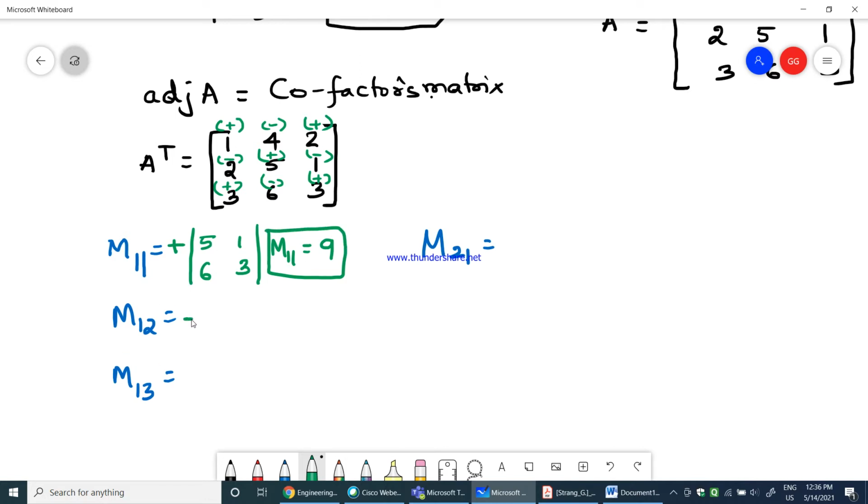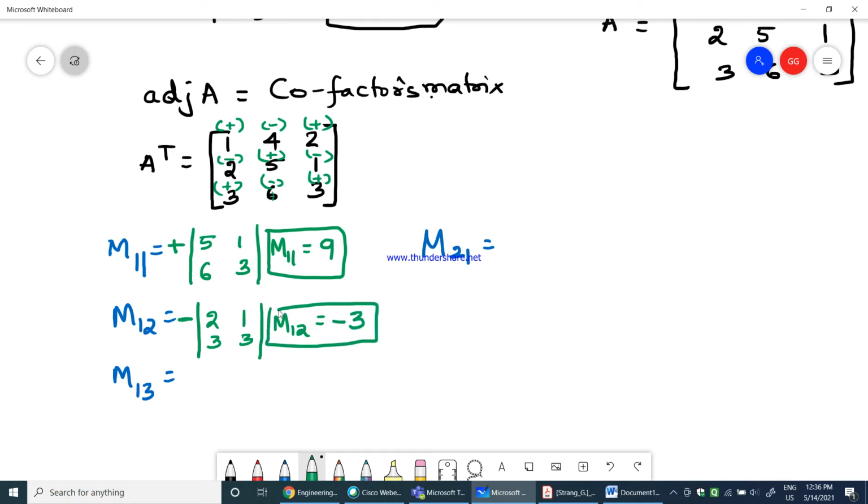M12 is minus of the determinant: leave that column and that row, and the entries left are 2 3, 1 3. Therefore M12 is equal to 3 2s are 6 minus 3, 6 minus 3 is 3. Plus 3 into this minus, so it is minus 3.